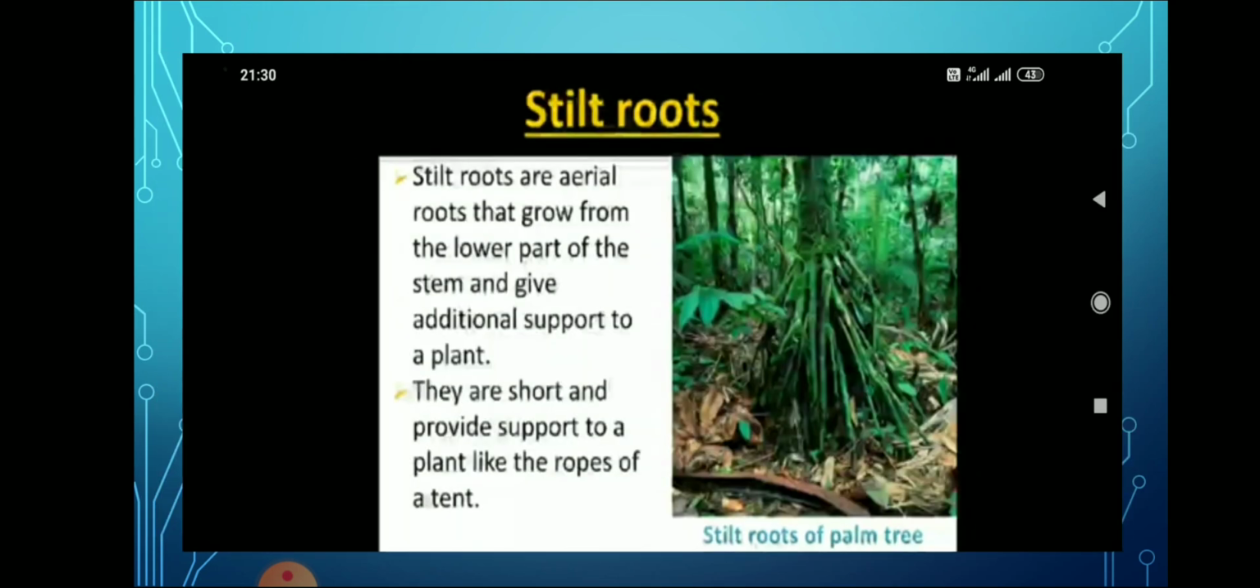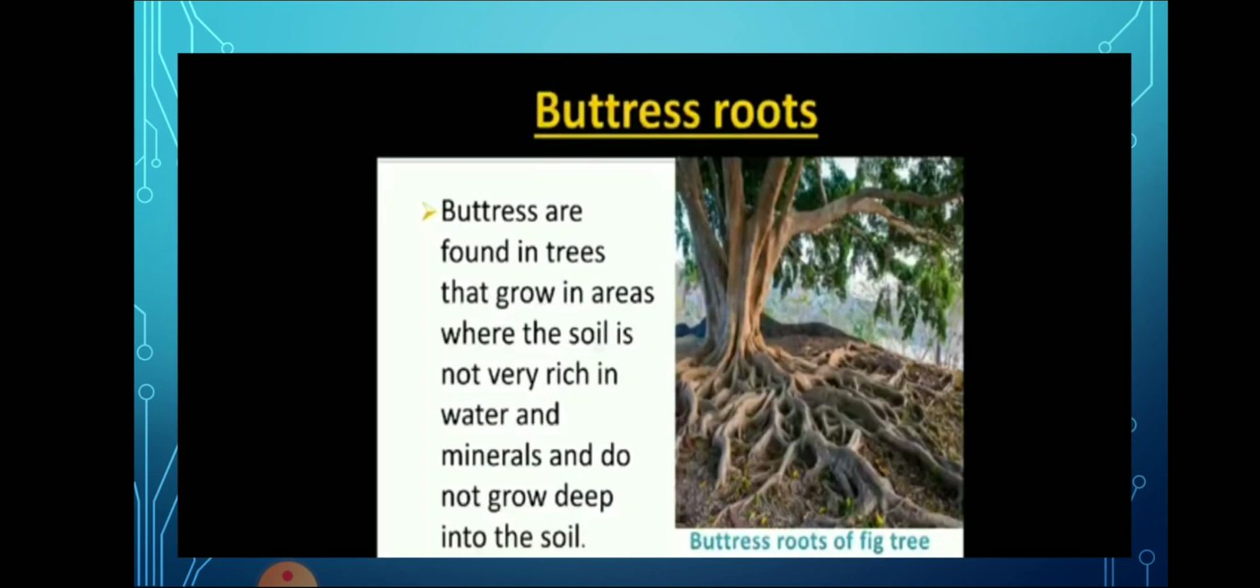Stilt roots. Stilt roots are aerial roots that grow from the lower parts of the stem and give additional support to a plant. They also help to absorb water and minerals from the soil. They are short and provide support to a plant like the ropes of tents. You can also see in the picture buttress roots. Buttress roots are found in trees that grow in areas where the soil is not very rich in water and minerals and do not grow deep into the soil.